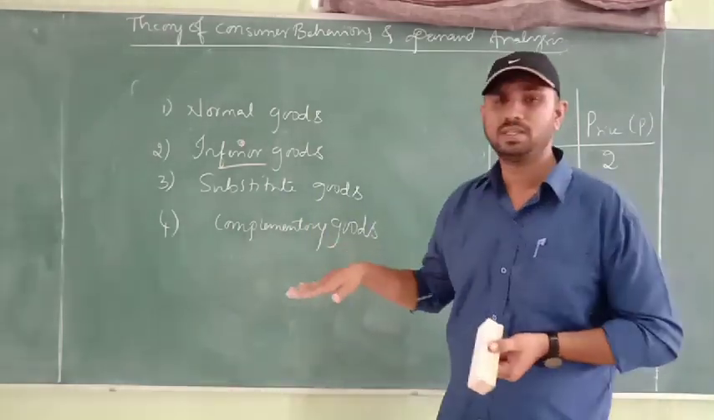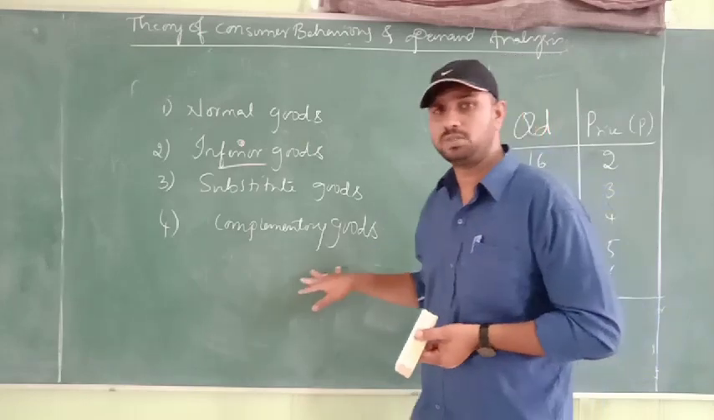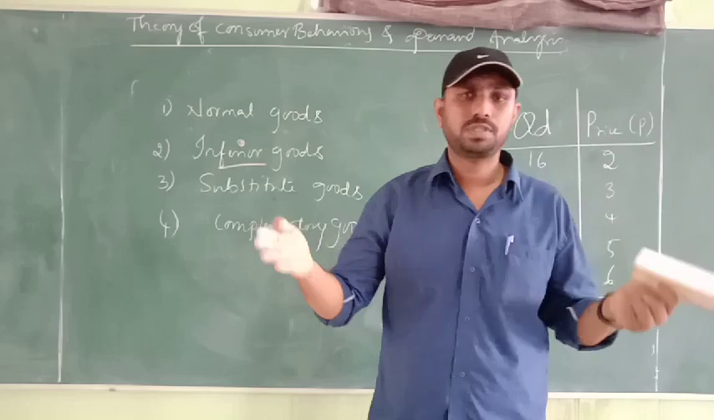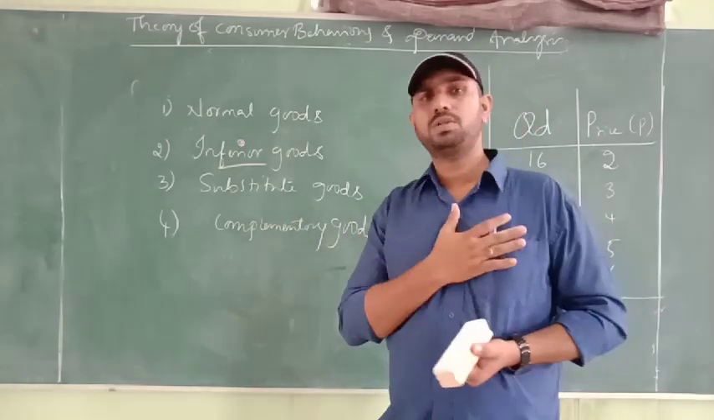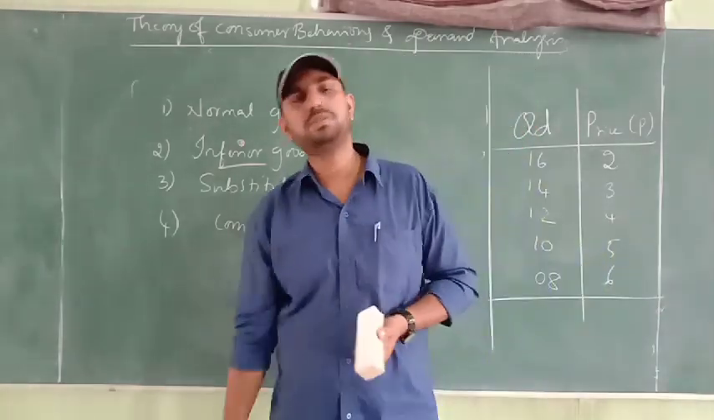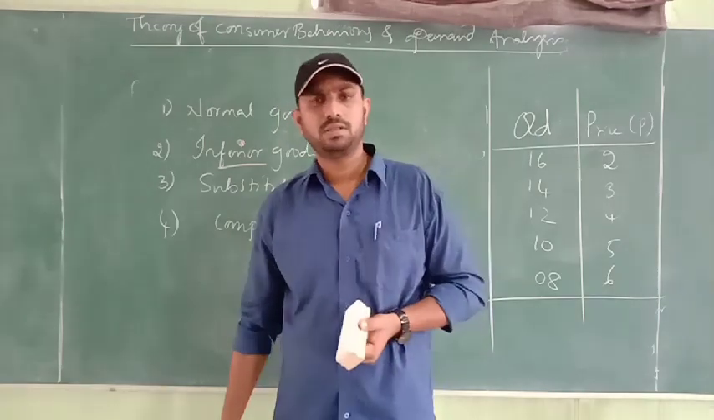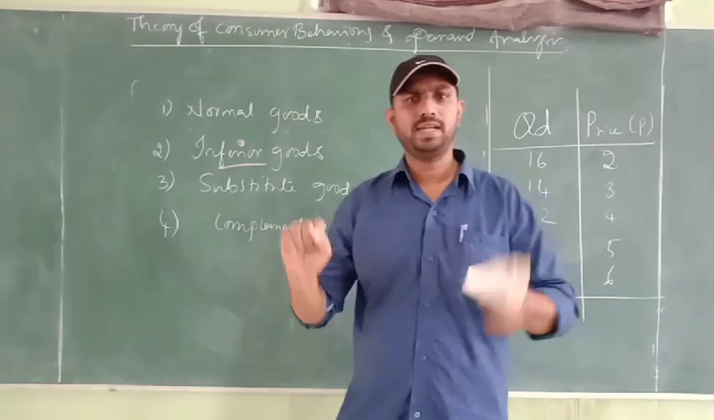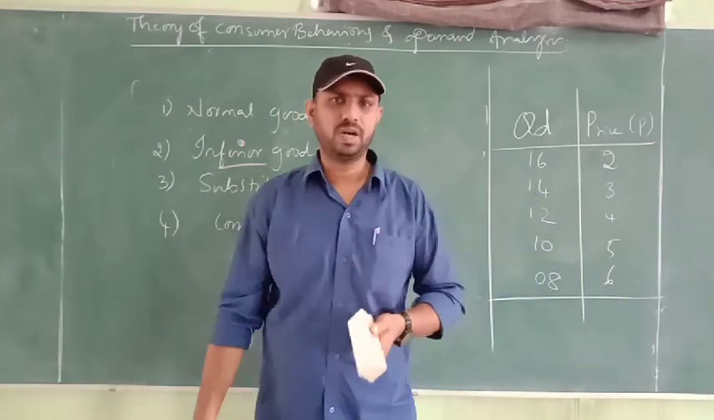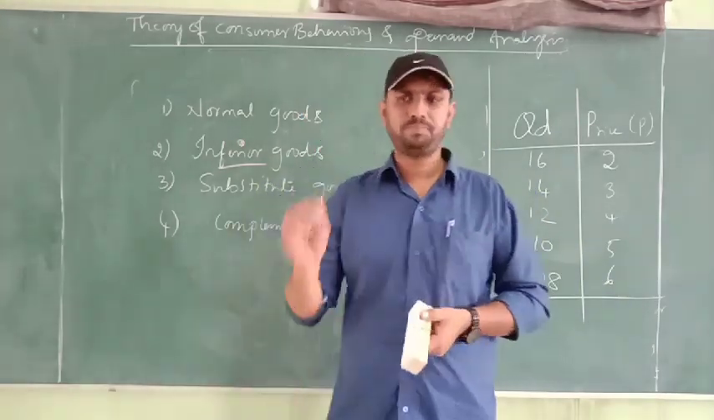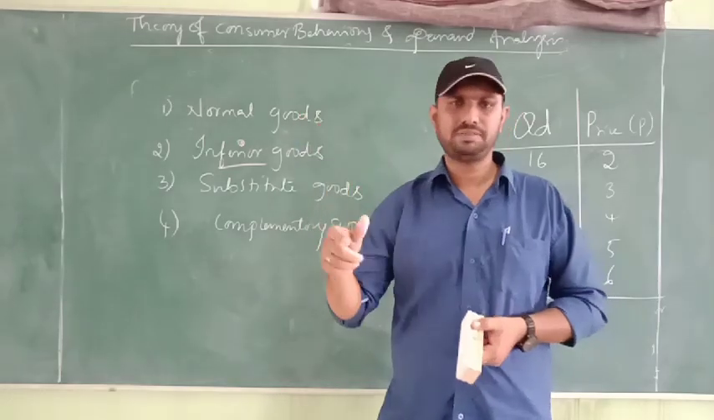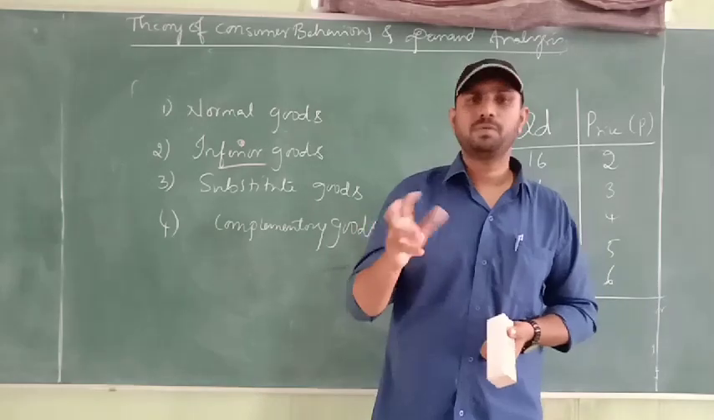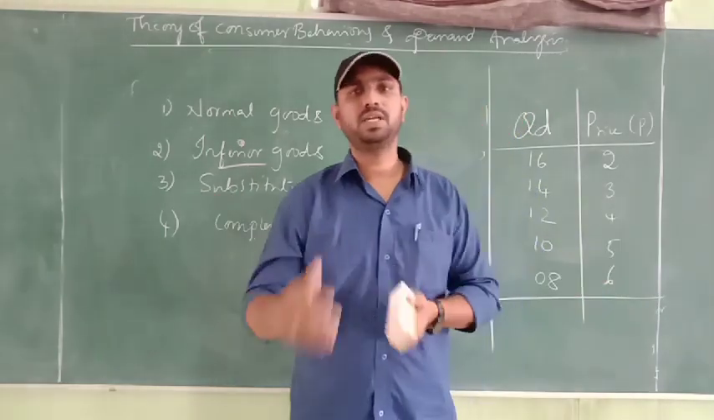Now coming to the next one, complementary goods. The goods which are consumed together to satisfy a want are called complementary goods, like bike and petrol. If you want to enjoy the riding, you have to fill the tank with petrol, not with water. Likewise, a pen is filled with ink or refill, as we used to call it. So complementary goods are those which are consumed together.